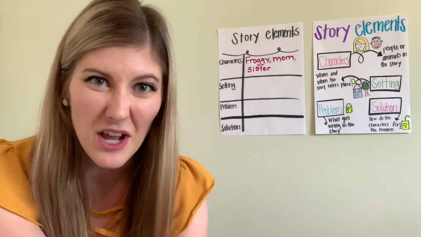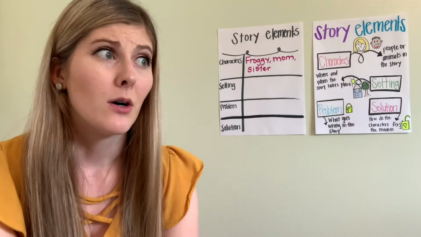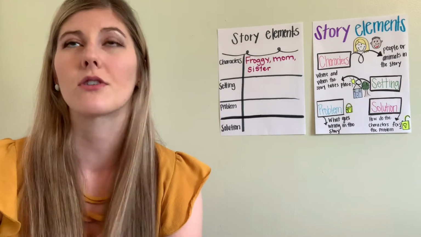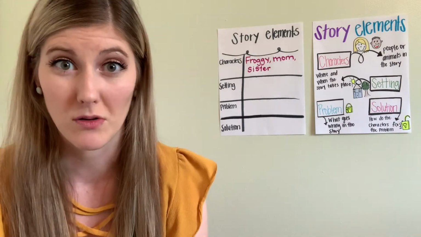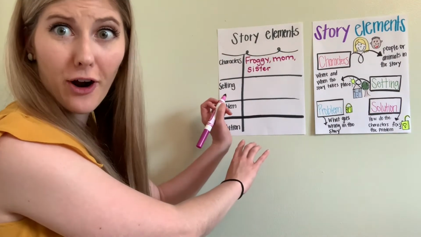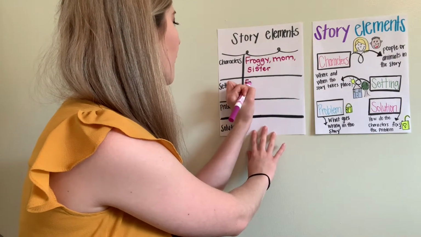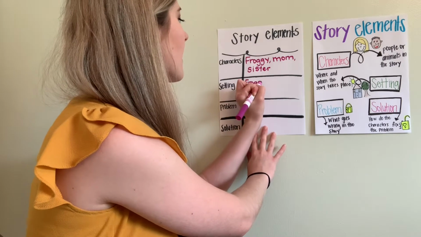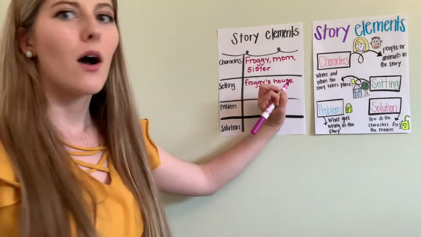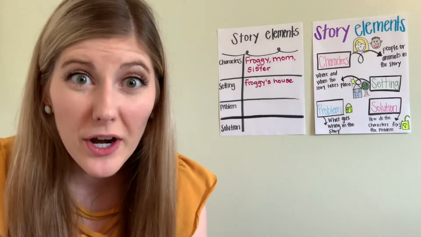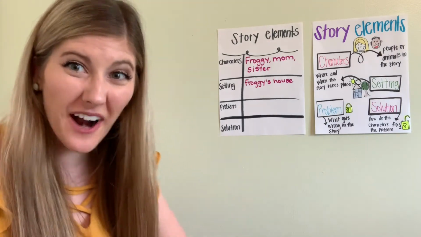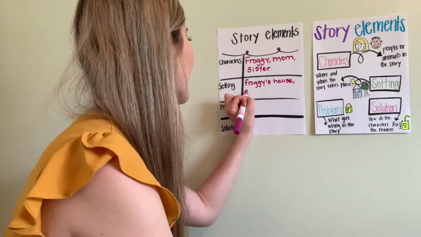Now let's think about the setting. Where did the story take place? The story took place several different places, but I'm going to think about where the story started off. Froggy was waking up in his bedroom. So where was Froggy? It was at his house. So I'll write Froggy's house. Once they left Froggy's house, where did they go, friends? They went to the animal shelter. That's right. Animal shelter.